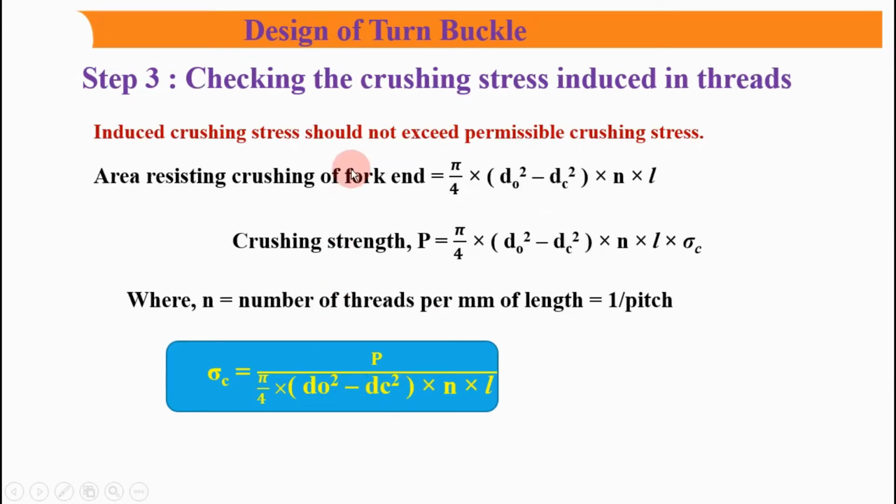Then next is checking the crushing stress induced in the threads. Step number 3: we need to check the crushing stress induced in the threads, and for that we have written this equation. We need to check this sigma C, and the value of sigma C should be less than the allowable or permissible crushing stress.